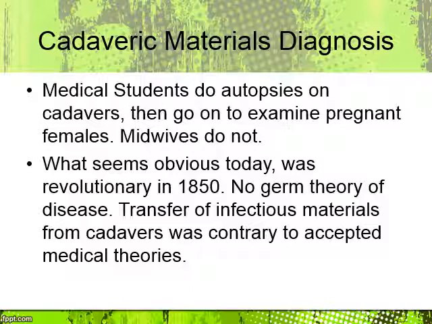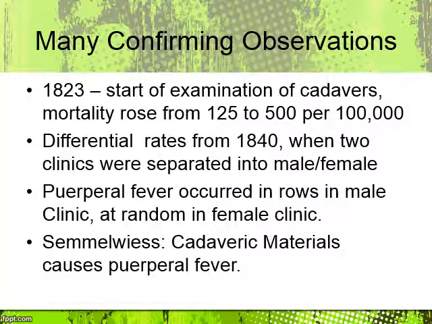What seems very obvious to us today was very revolutionary at that time, because there was no theory which said that there are infectious materials, and they can be transferred. In fact, it was contrary to accepted theories. Once Semmelweis came up with this hypothesis that it was the transfer of material from dead bodies that caused this puerperal fever, he was able to find many observations to confirm this hypothesis.